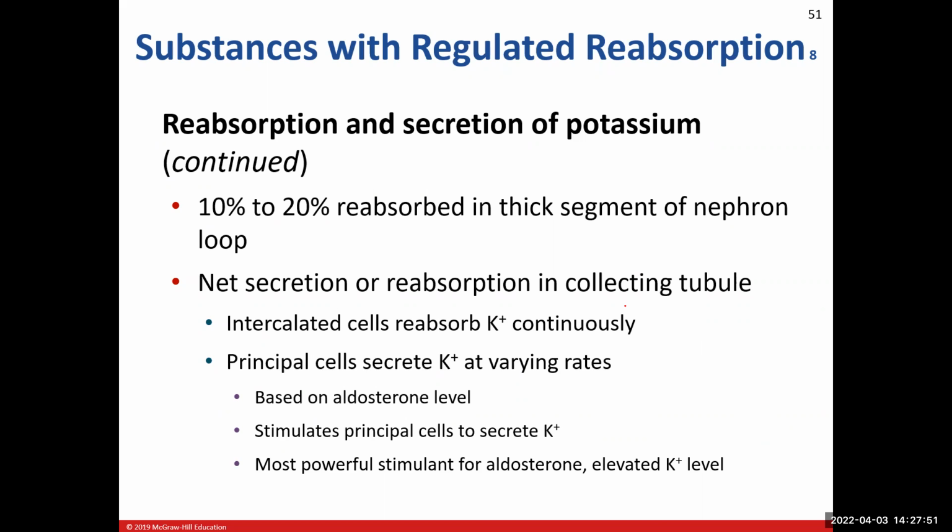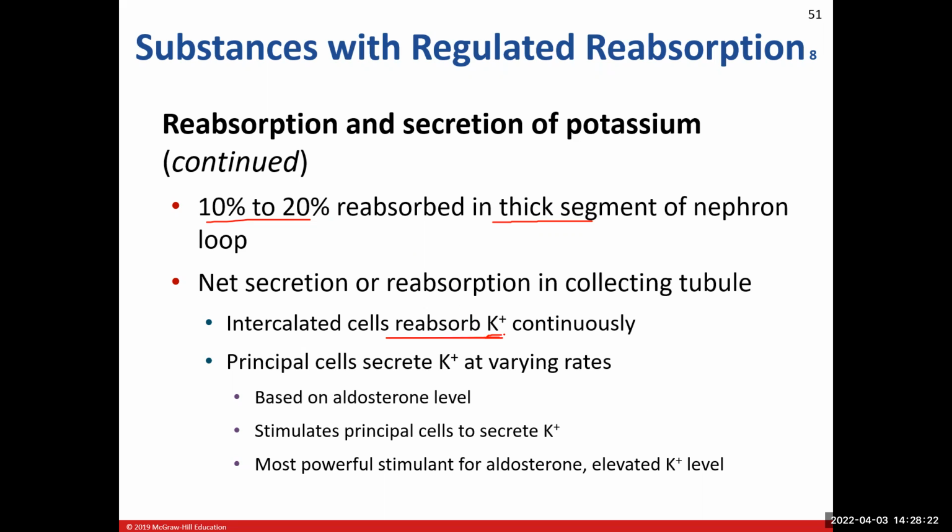Now, when we get into the nephron loop, the loop of Henle, specifically the thick segment, we will see another 10 to 20% resorption going on. But when we get to the collecting tubule now, we're going to see whether secretion is going to occur or resorption is going to occur. So we're going to be dealing with the intercalated cells. And so these cells are constantly going to be resorbing potassium.